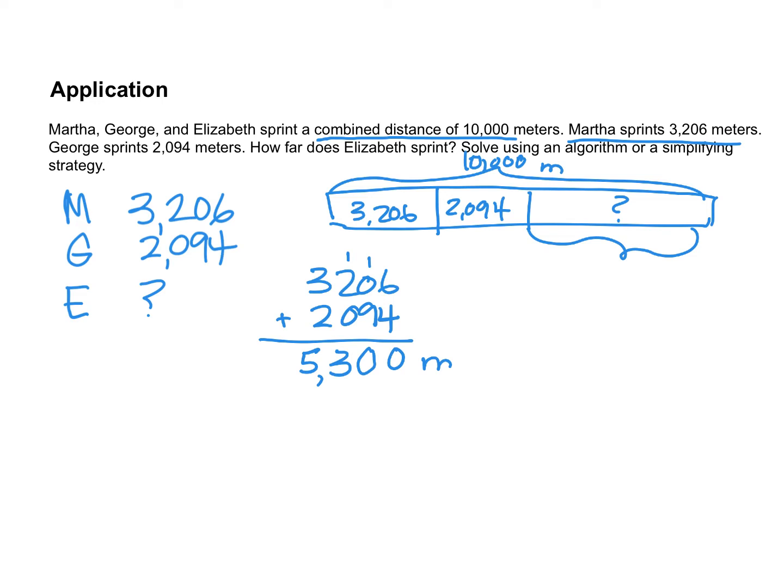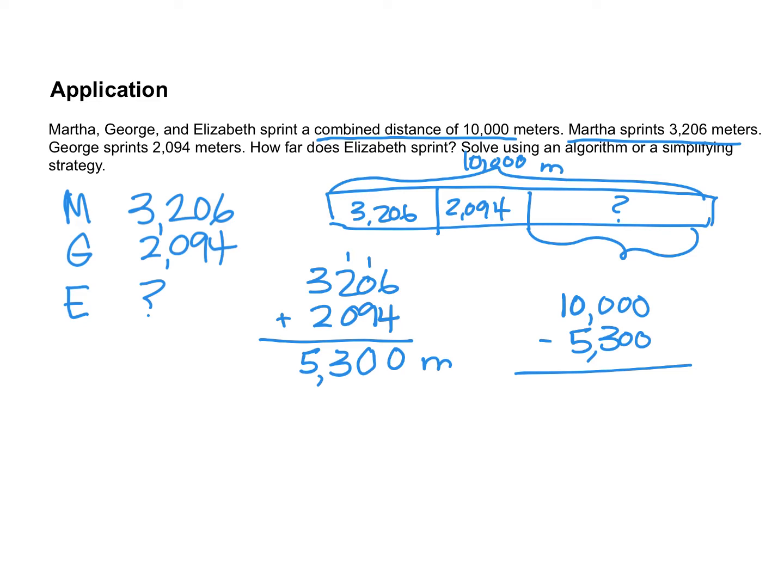Well, we know that all together, all three of them went 10,000 meters. So we need to start with our 10,000 meters, and to figure out how much Elizabeth went, we need to take the total, which was our 10,000. We need to subtract what Martha and George did. Oh, and there we go. We get to subtract across zeros. So fun, right? Let's just double check.